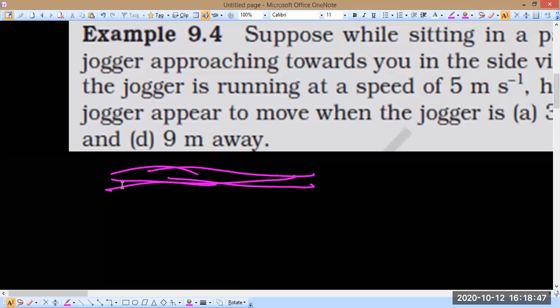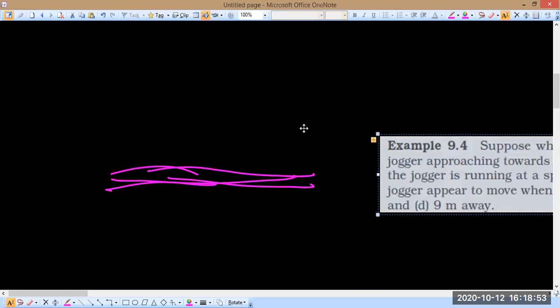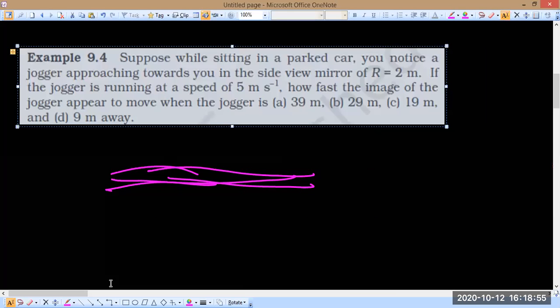Do you know that the side view mirrors of a vehicle are convex mirrors?